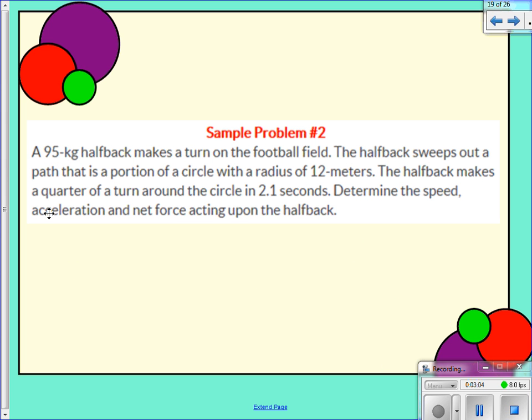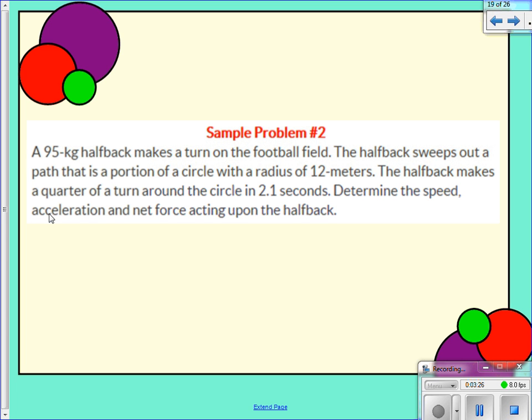All right, let's take a look at problem number 2. A 95 kilogram halfback makes a turn on the football field. The halfback sweeps out a path that is a portion of a circle with a radius of 12 meters. The halfback makes a quarter turn around the circle in 2.1 seconds. Determine the speed, acceleration, and net force acting upon the halfback.